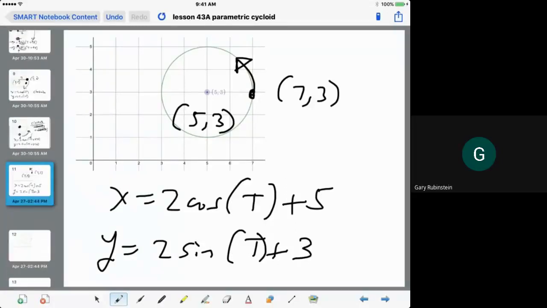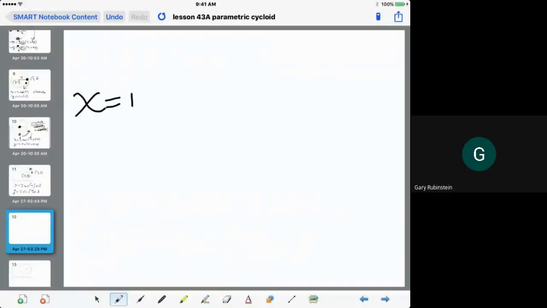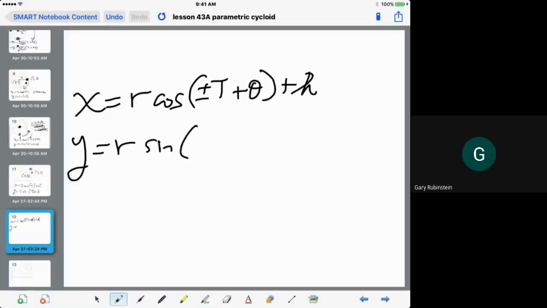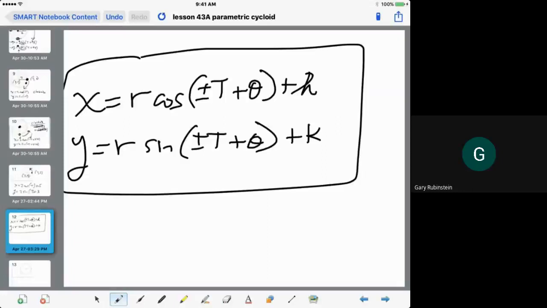I can summarize this by saying x is equal to r cosine, and I'm going to write plus or minus t, depending on the situation, plus theta, plus h, where h is the x-coordinate of the center. And this takes care of every scenario where the center of the circle is a constant. The center of the circle is not moving, just the point on the circle.